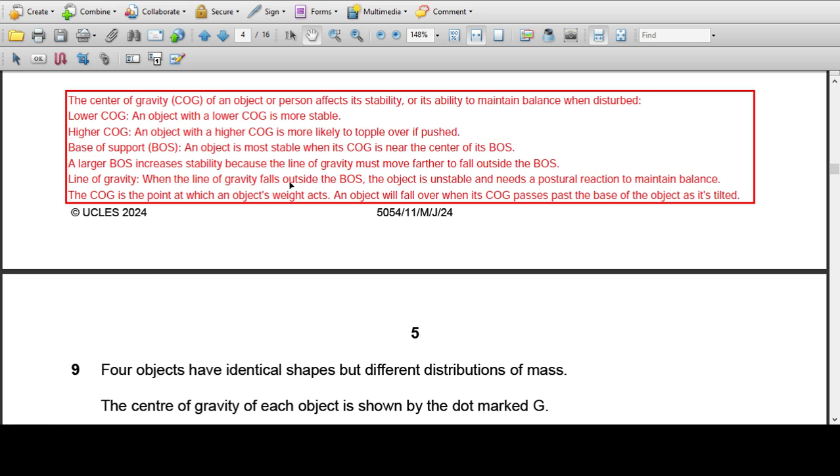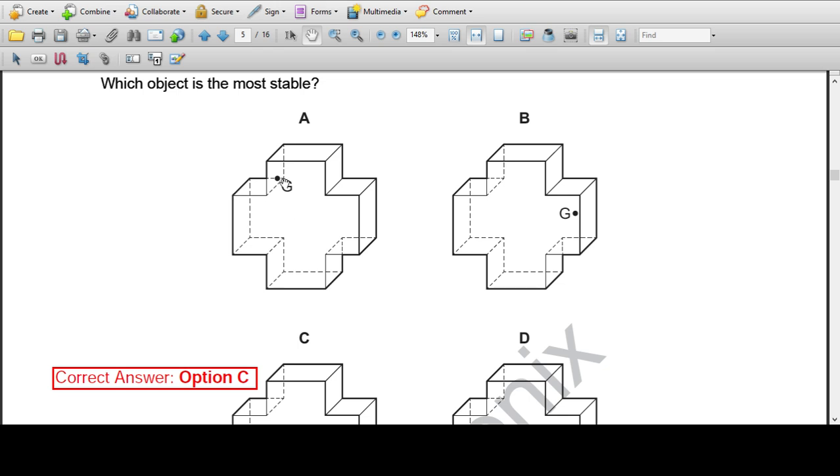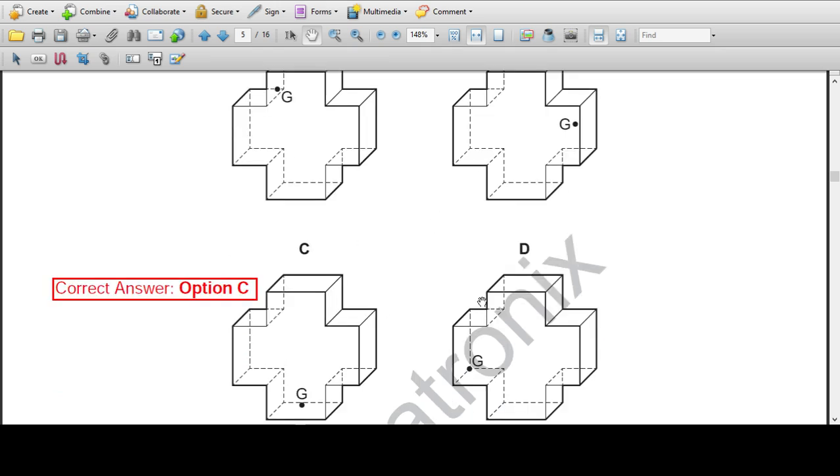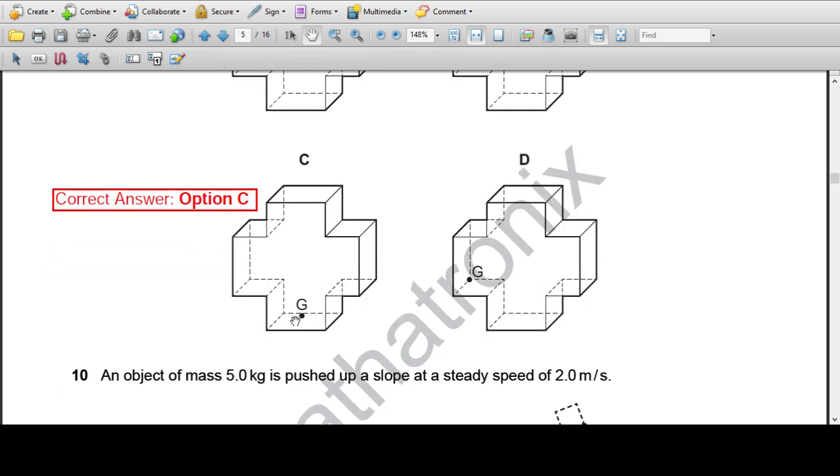When the line of gravity falls outside the base of support, the object is unstable and needs a postural reaction to maintain balance. The COG is the point at which an object's weight acts. An object will fall over when its COG passes past the base of the object as it tilts. So if a force is applied in this direction, it will tilt, because the weight is acting in this direction. A small disturbance can topple it, but here it will be more stable. More force will be required to topple it. So in this case, option C is more stable.